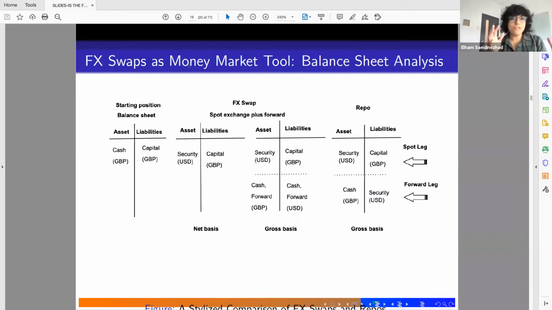So the first example is an example of a repo, where all we did was assume that the investor was in this starting position. In this starting position, it has cash, denominated in pound, and it has liabilities. The important thing about this balance sheet is that we are assuming that in the starting position there is no debt, which means that most of these liabilities are in the form of capital, and the capital is denominated in British pound as well.